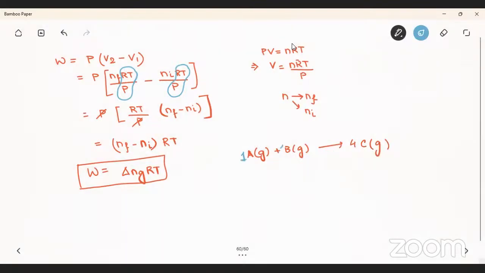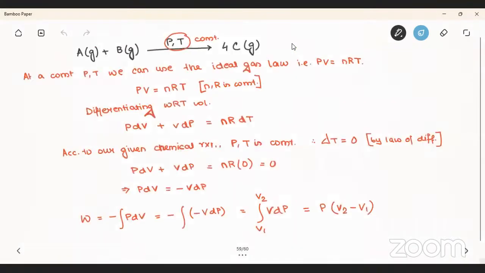1 mole, 4 moles. So before the reaction, here 2 moles, here 4 moles. So delta Ng for this reaction will be 4 minus 2, which equals 2. So the work done will be... okay, here a negative sign will be there. I forgot to add the negative sign.